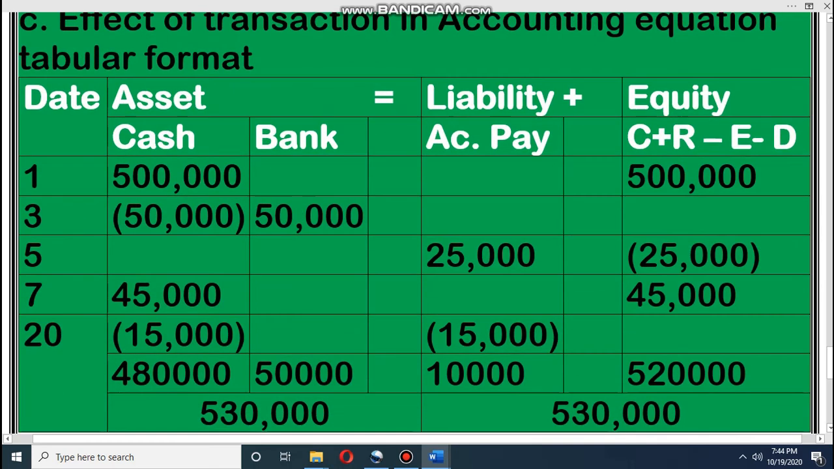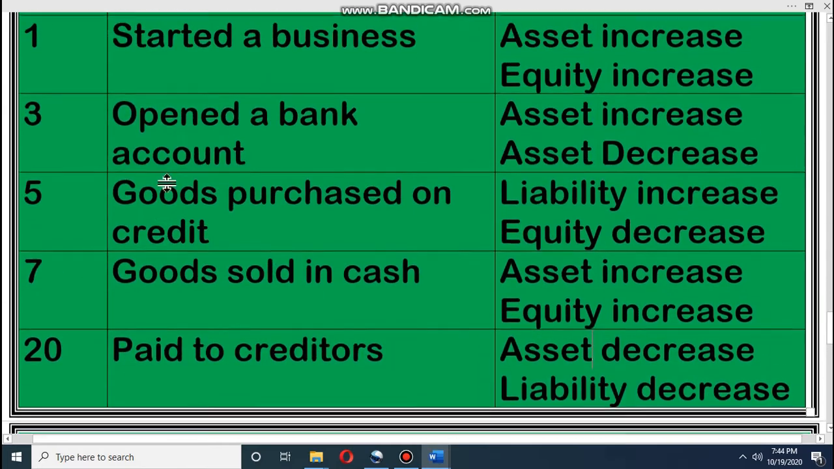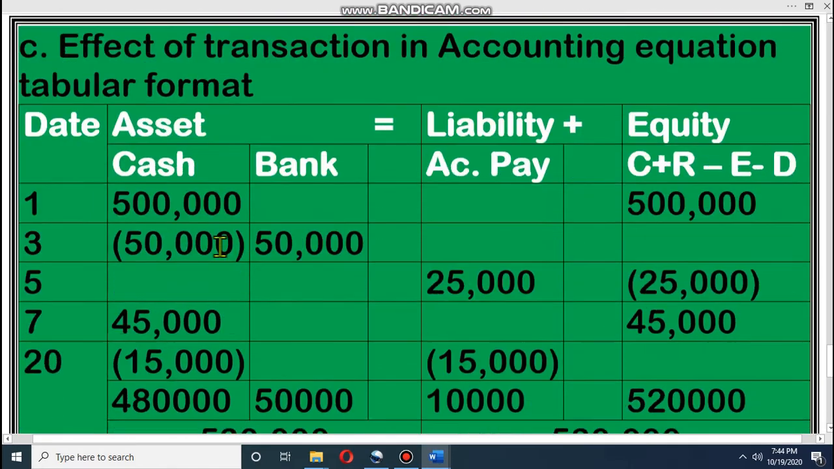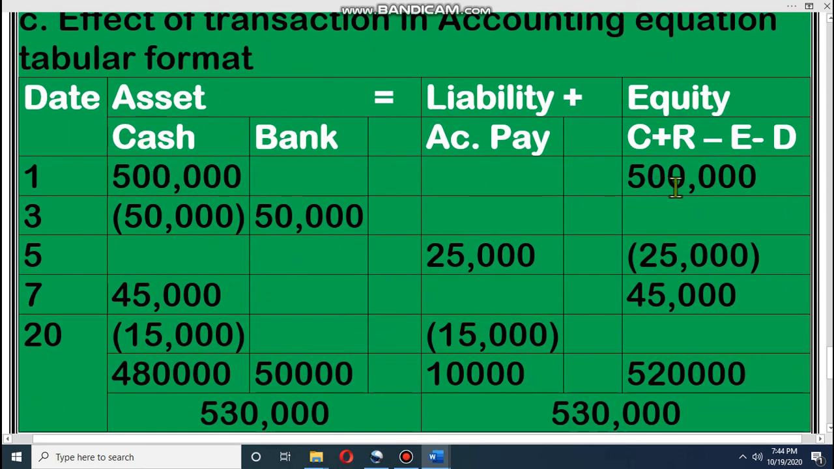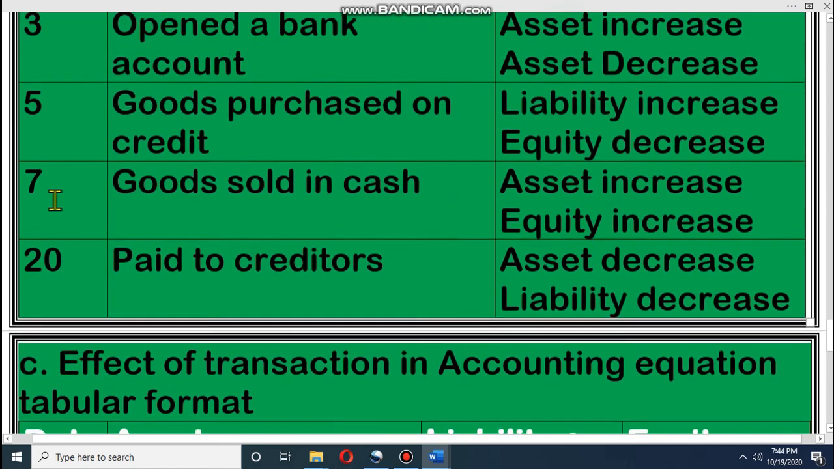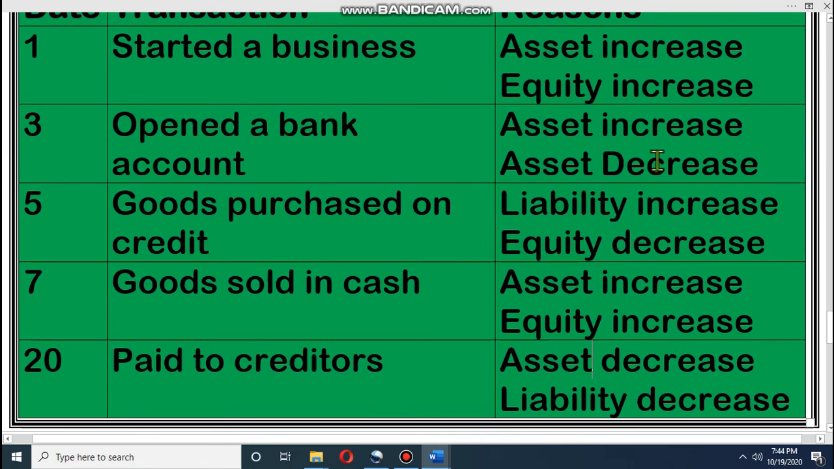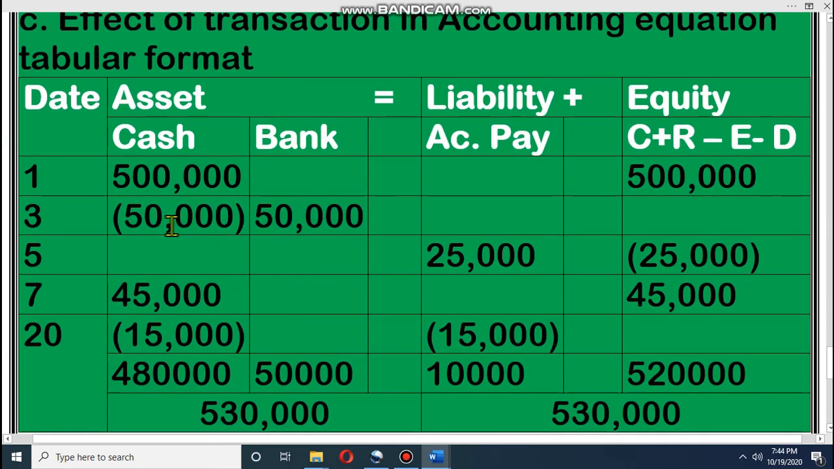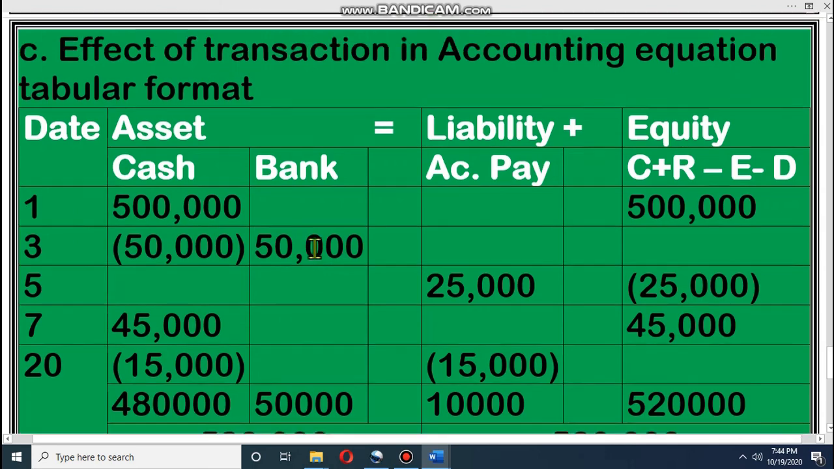Dear student, look at our cash increases. First transaction, started business: asset increases and equity increases. Look at asset, cash increases and equity also increases. Then second transaction, open a bank account. One asset increases, the other asset decreases. Look here, cash asset decreases and bank asset increases.